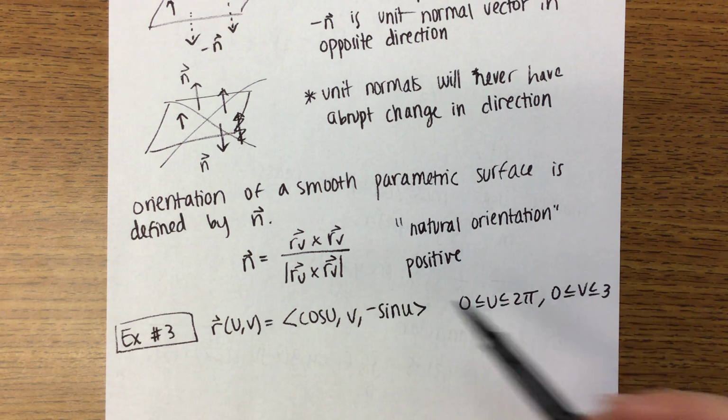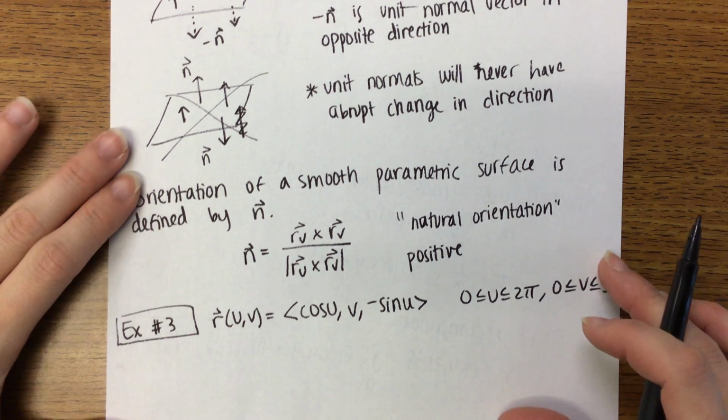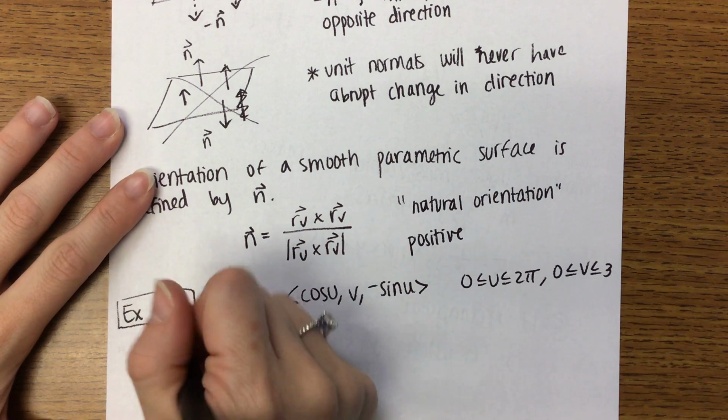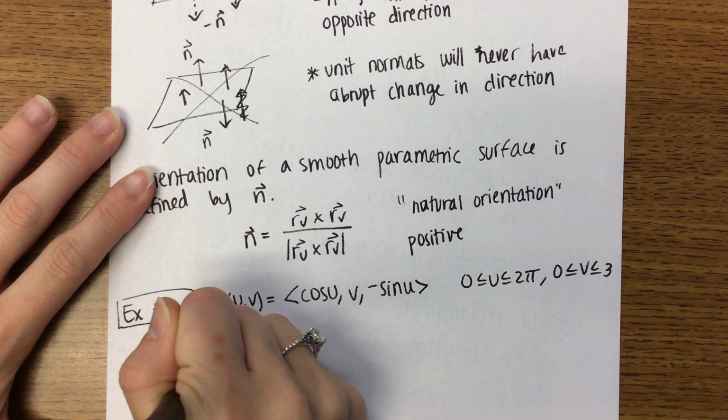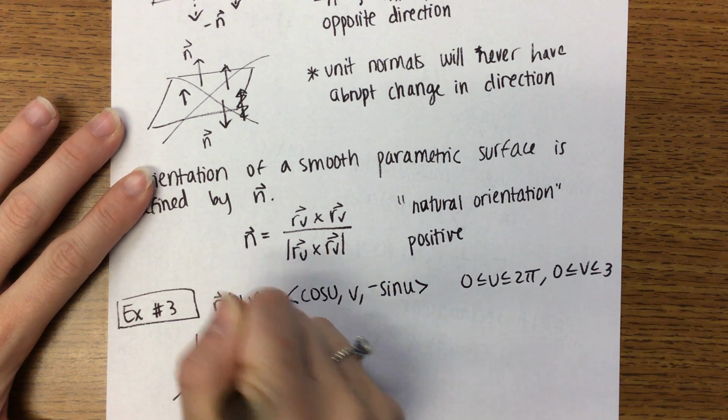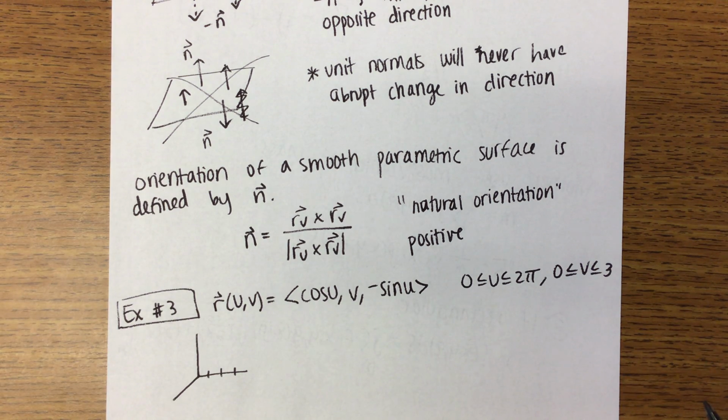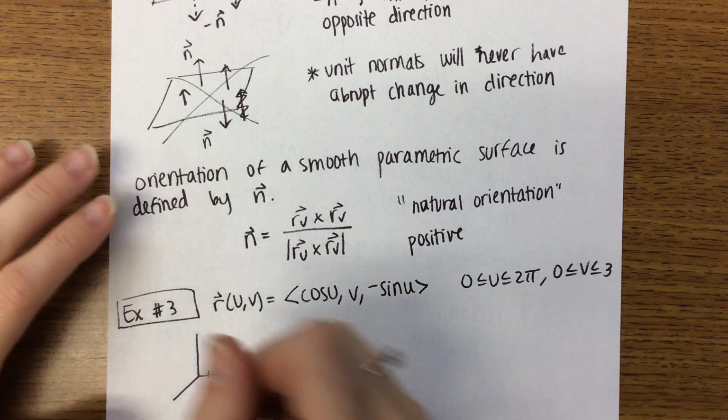What is this surface? Yeah, it's a cylinder. You guys are right.